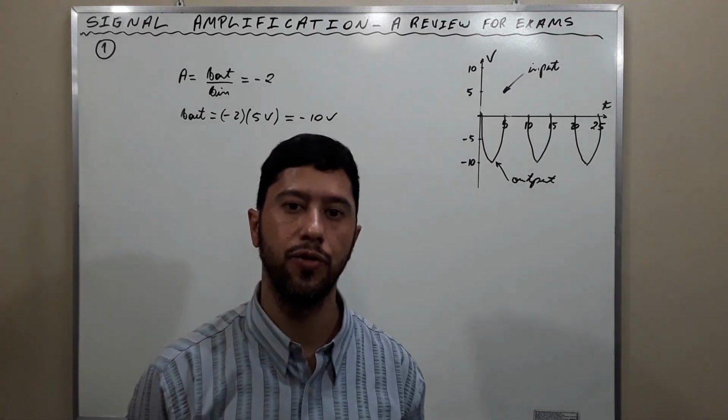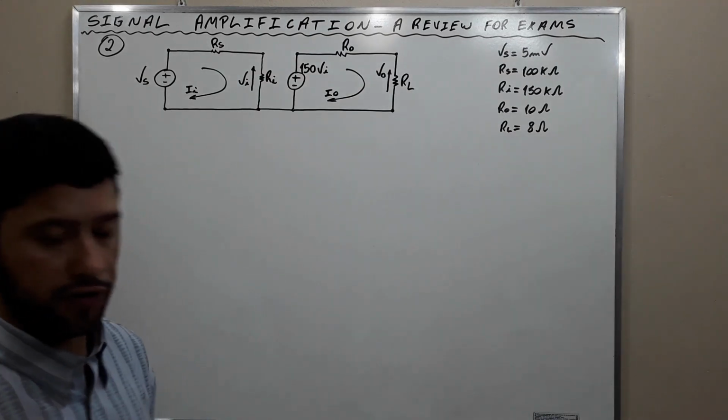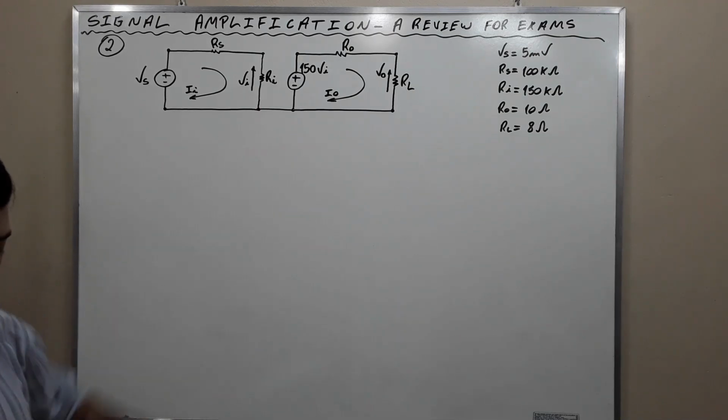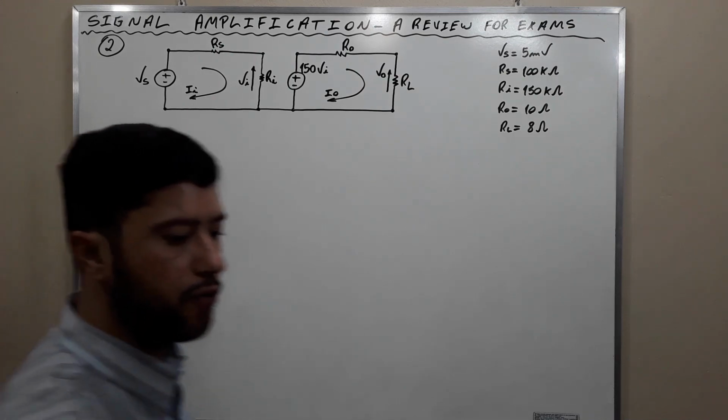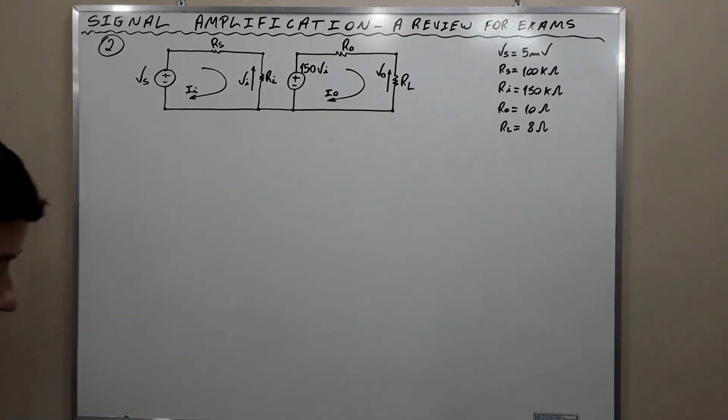Let's go now to exercise number 2. Question number 2. For the circuit of the figure, find the voltage gain, the current gain, and the power gain. Okay, my friends, this is the question. Let's go to the solution.